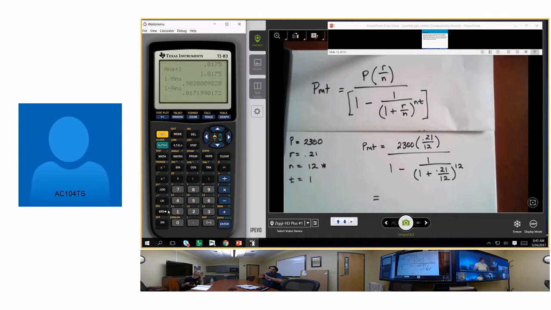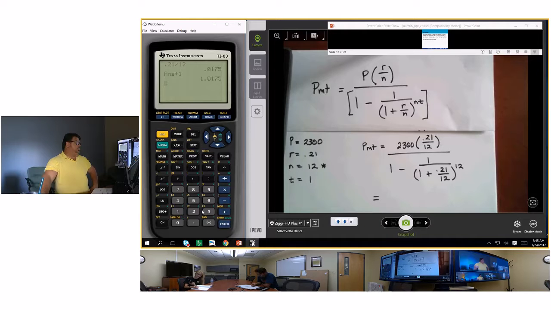You're not going to raise it to a 12th power? Oh shoot, thank you ma'am, sorry, messed that up. 0.21 divided by 12, enter, plus 1, enter. 1 divided by, no, I just almost did it again. Hold on. Clear, not delete. There we go. Inverse answer raised to the 12th power.